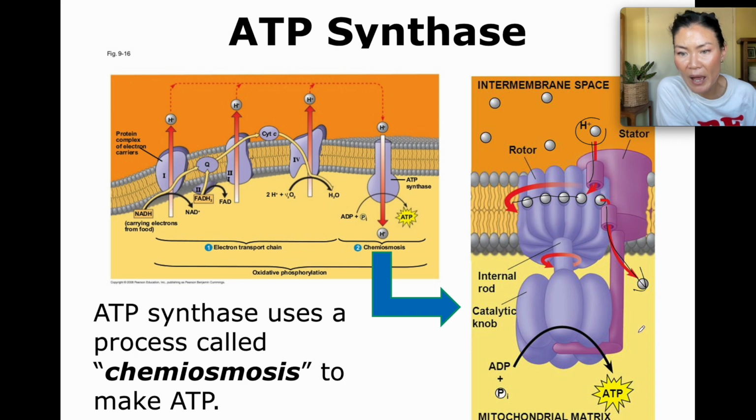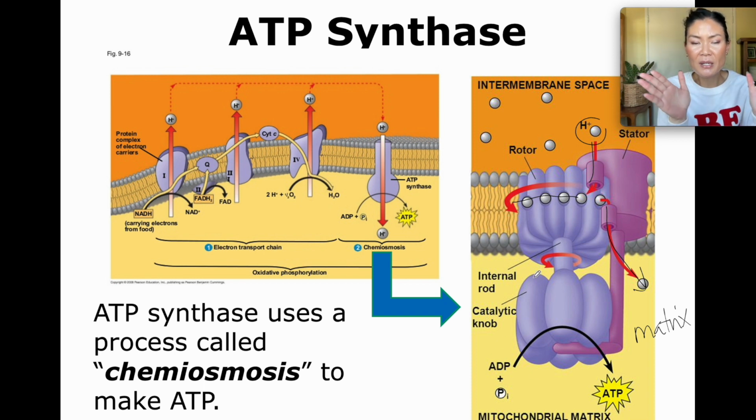It diffuses back into the matrix. So remember, this is the matrix of the mitochondria. And as it causes this part of the enzyme to rotate, it causes this bottom part to rotate. This bottom part of the enzyme brings ADP and inorganic phosphate together to make ATP. Okay? It brings them together, makes that covalent bond happen between ADP and inorganic phosphate. Voila, ATP is made. This is what we call chemiosmosis.